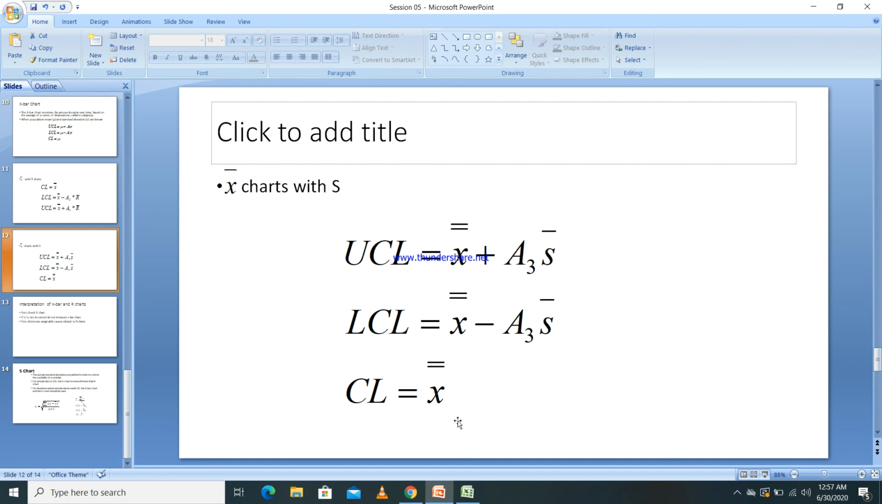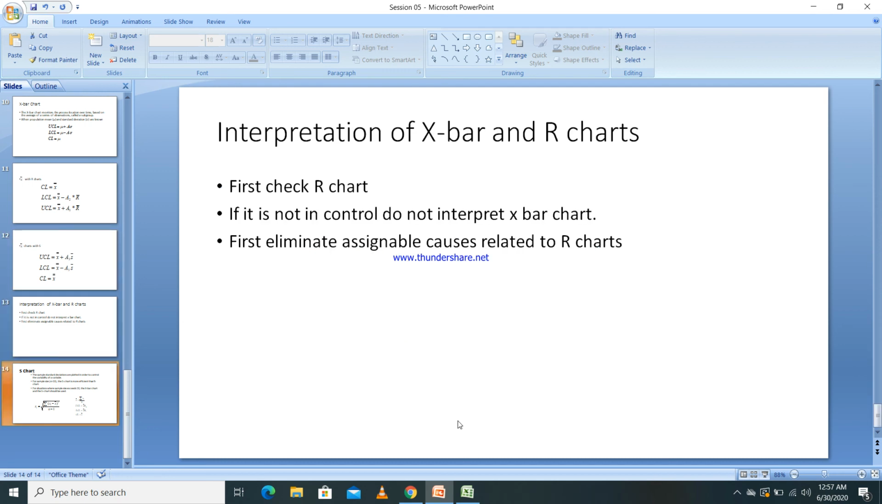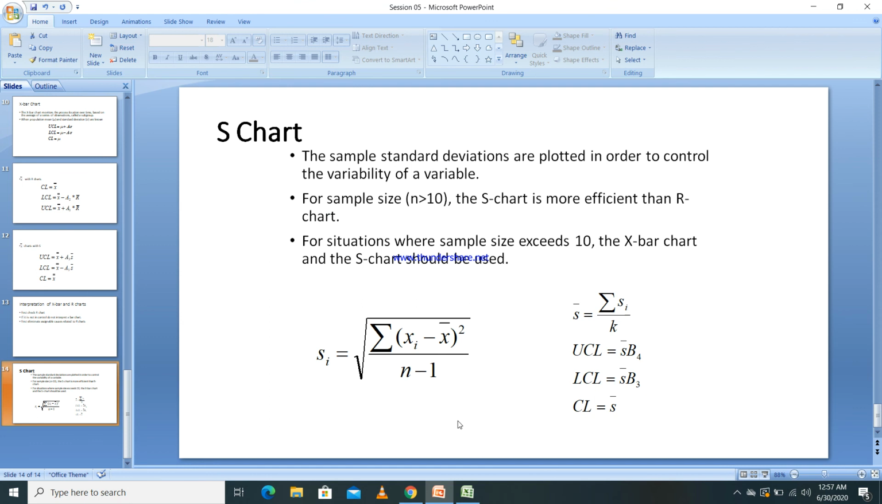So the next problem is how you are going to calculate this S chart. In the S chart, first you have to find the standard deviation of each sample using the normal standard deviation formula, that is the square root of summation xi minus x bar squared over n minus 1. And then for the S chart, the upper control limit is equal to S bar times B4, the lower control limit is S bar times B3, and the central line is S bar.